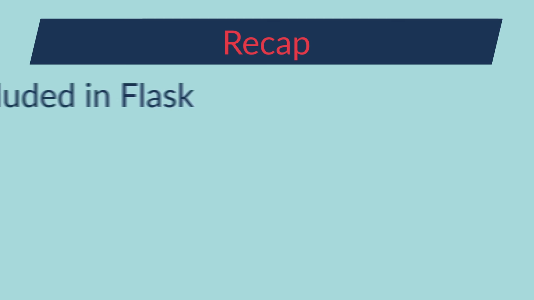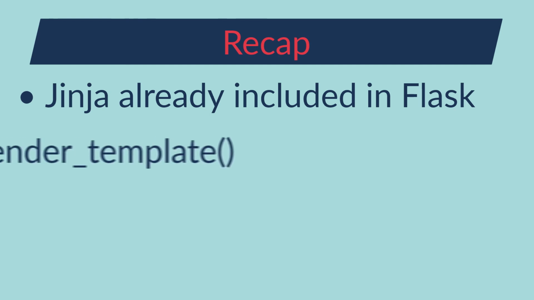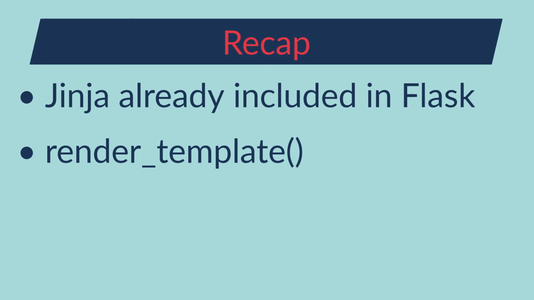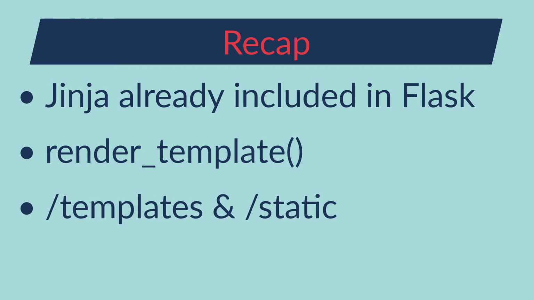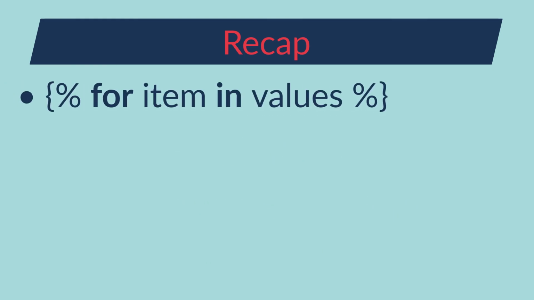Let's make a quick recap of what I've done. Jinja is already included by default in a Flask application, so I didn't need to add any dependency. I've used the method render template to return a template with all the variables or objects needed. The templates are located in the templates folder and the CSS files in the static folder. To use my variables inside the Jinja templates, I have to surround them with double curly brackets. To use the Jinja statements, I surround them with a single curly bracket and the percentage symbol.